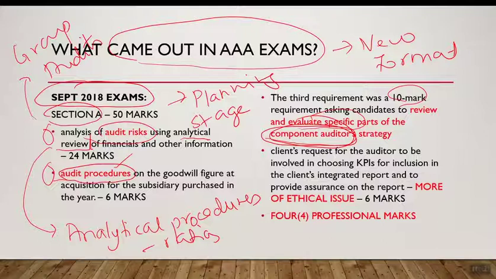And there were also some other ethical issues because the client actually asked the auditor to do something else for them. So these are the makeup of the 50 marks, including the 4 professional marks. So the examiner was very kind to stick to their approach to keep it at planning stage.